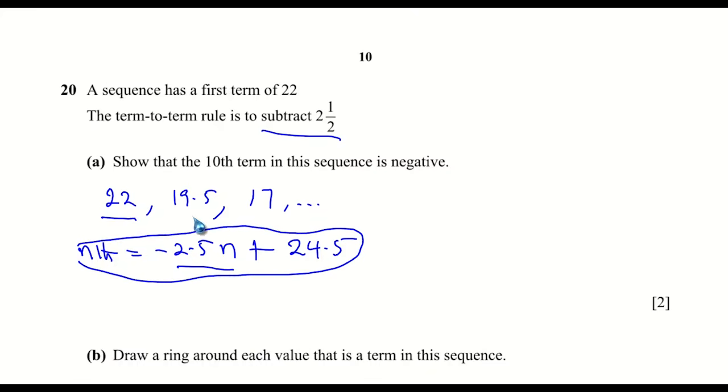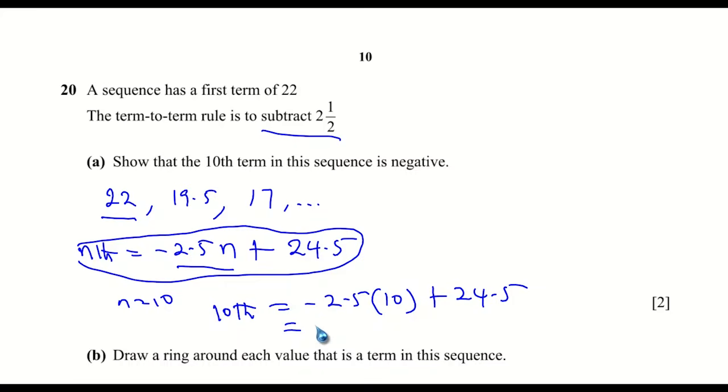Now we want to show that the 10th term is negative. So that means n equals 10. Let's put it here. So the 10th term equals minus 2.5 times 10 plus 24.5. So this will be minus 2.5 times 10, minus 25, plus 24.5, which is minus 0.5. So the 10th term is negative. We have shown it.